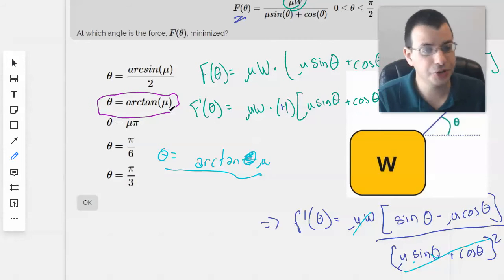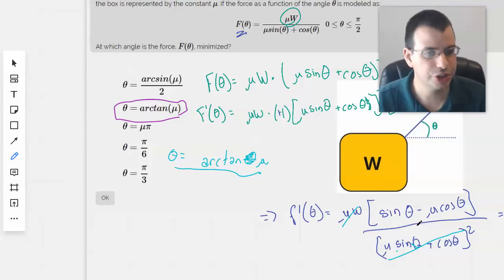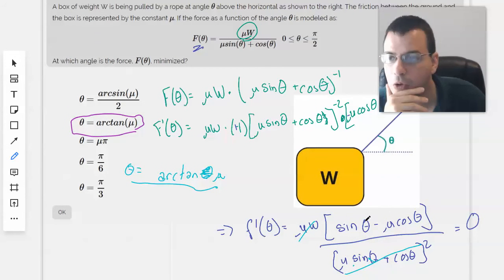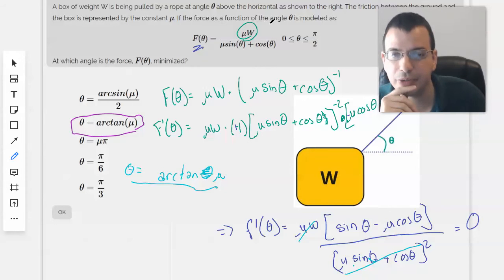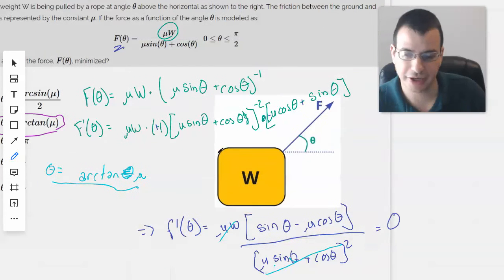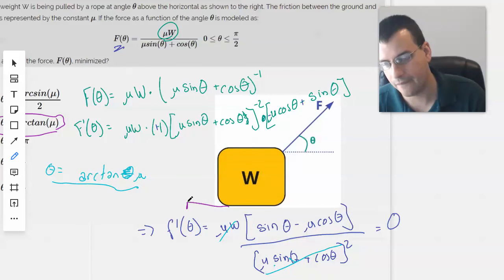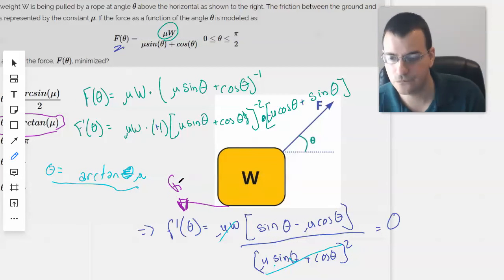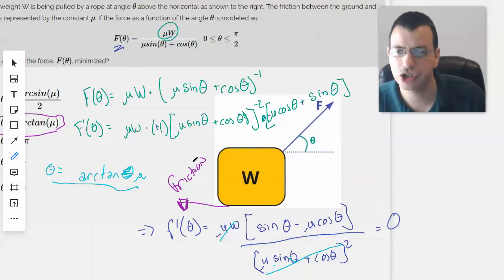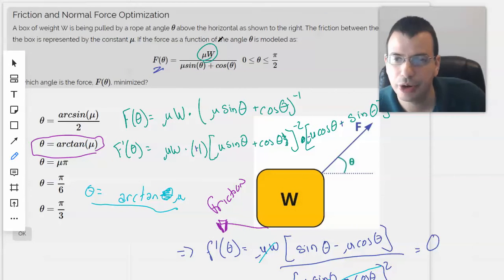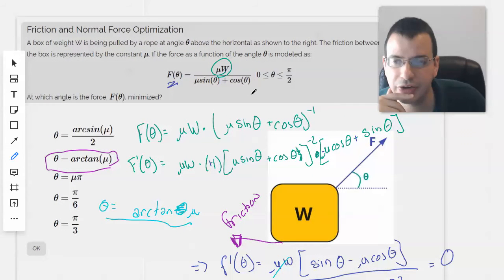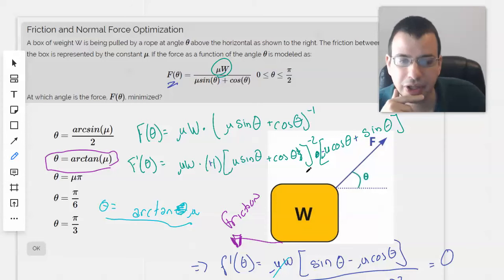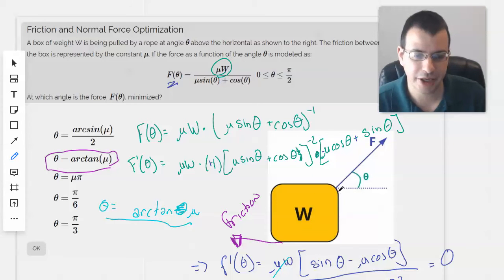So I'm also going to think about the extremes because you want to think about the endpoints too. 0 to pi over 2. So we're trying to find the force as a function of the angle, the friction, so this is friction right here. A box weighs being pulled by a rope in both ends. The friction between the ground and the box is represented by constant mu. If the force is a function. So I think this is talking about the net force going this direction.